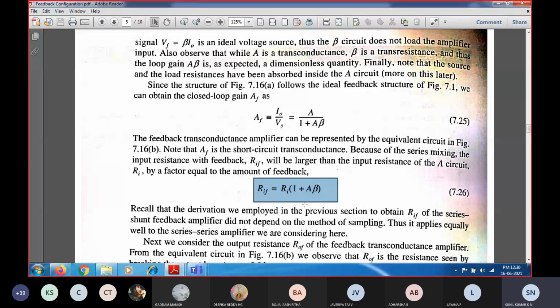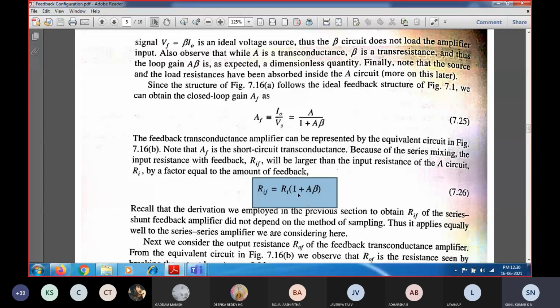So Ii can be written as Vi by Ri, so that you can say Ii can be written as Vs by Ri. So what is Rif? Rif is equal to Vs by Ii. Ii can be written as Vi by Ri. So Ri will be going to the numerator. So Vs will be written as Vi plus Vf, and simplify the expression, you will be getting the input resistance with feedback as the same as that of the series configuration which you have obtained in the previous series shunt configuration input resistance.